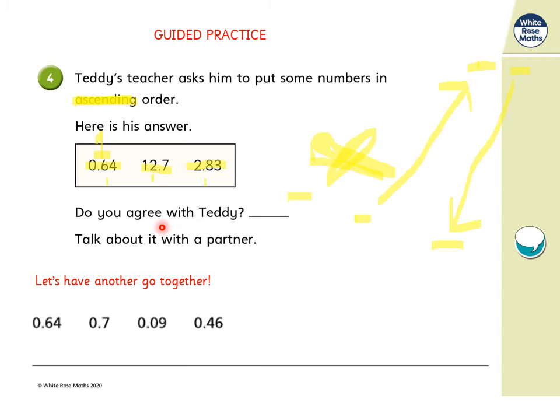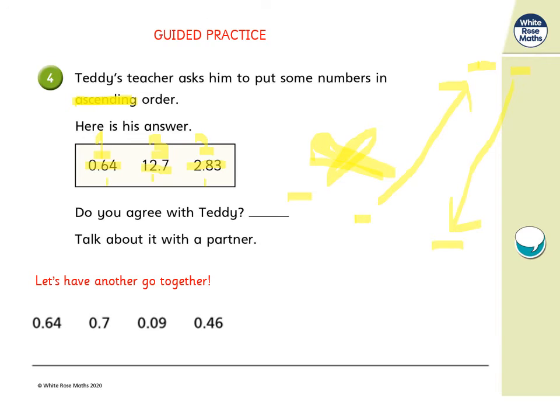Now I know that the next number to come after 0.64, in second place, would be 2.83. And I know this because I don't have any tens in the tens column, but I do have tens in 12.7. So 2.83 is the next number in line, and that is the second number, so it's bigger than 0.64. And so therefore my last number, the highest number, the largest number, is 12.7.